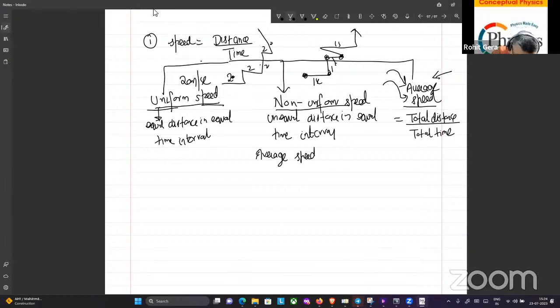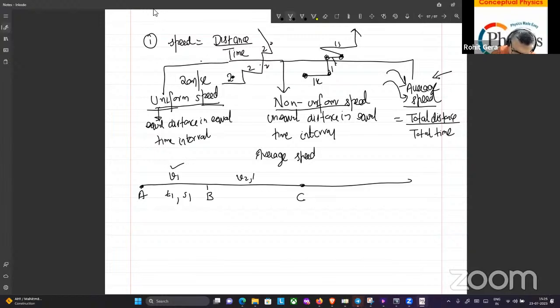I will show you a linear motion on the x-axis, and just see it very carefully. You start from A, you travel to B. Your velocity during this motion is v1. The time you have taken is t1 and the distance you have covered is s1. From A to B, your velocity was v1 always. Then you move from B to C, your velocity is v2, the time you've taken is t2, and the distance traveled is s2. Then you move from C to D, it's v3, t3, s3.